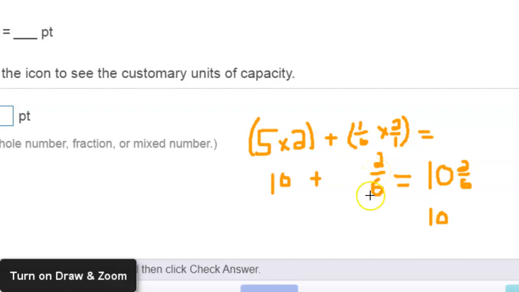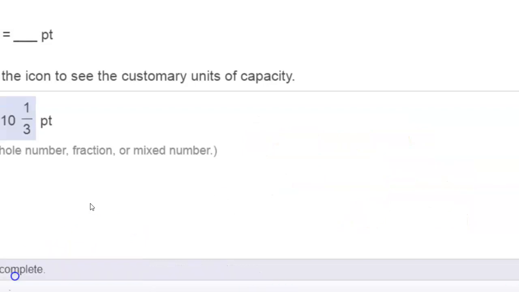So 2 divided by 2 would be 1, and 6 divided by 2 would be 3. So I can reduce that fraction to 10 1/3. So you can see I typed in my answer of 10 1/3 pints. Or you could say 10 2/6 pints.